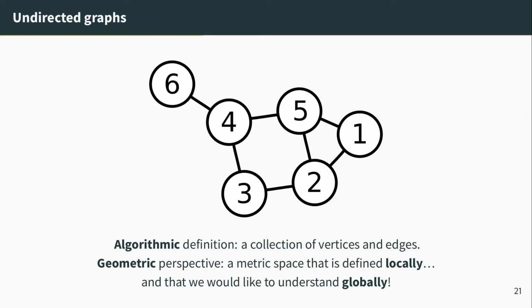From a geometric perspective, if we didn't care about computers, we could think instead of graphs as metric spaces that are defined locally. A graph gives you a distance, but one which is only given to you for small values. So you know that the distance between patient 1 and 2 is 1, patient 2 and 5 is 1, patient 5 and 1 is 1. You know that the distance between patient 2 and 3 is 1, also 3 and 4, also 4 and 6. And then the whole challenge is to try to go from this local definition to a global distance.